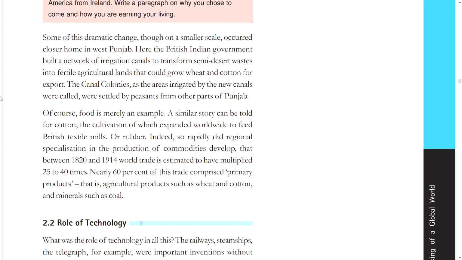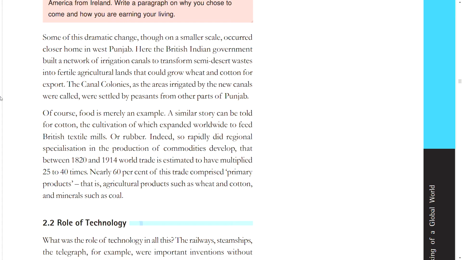Some of these dramatic changes, though on a smaller scale, occurred closer home in West Punjab. Here, the British Indian government built a network of irrigation canals to transform semi-desert wastes into fertile agricultural lands that could grow wheat and cotton for export. The canal colonies, as the areas irrigated by the new canals were called, were settled by peasants from other parts of Punjab.